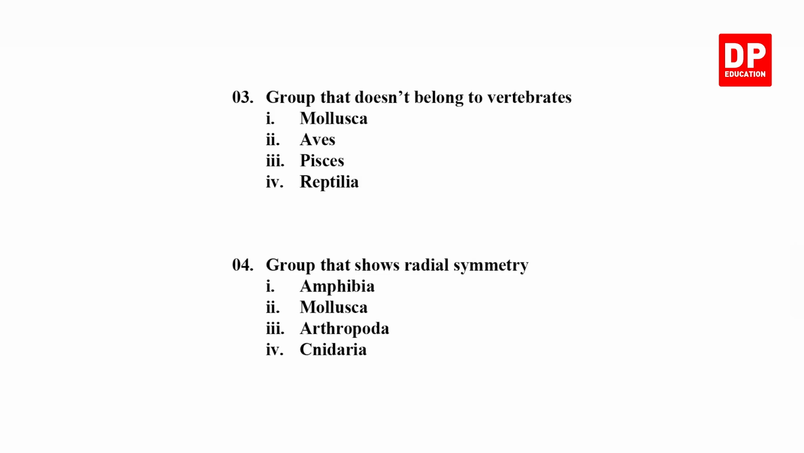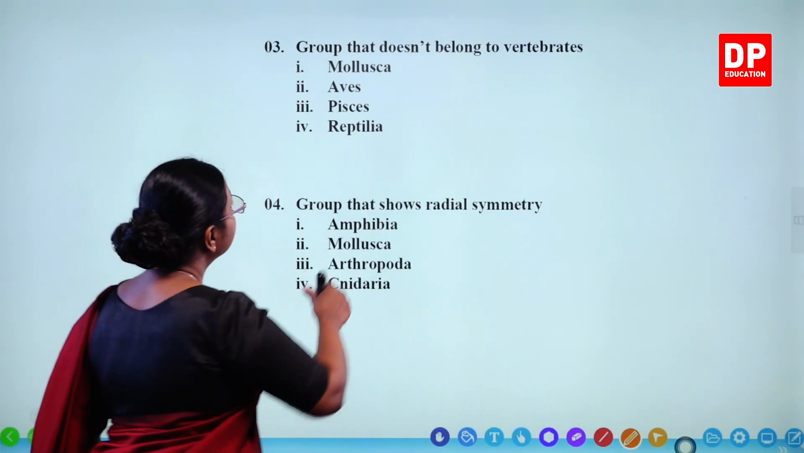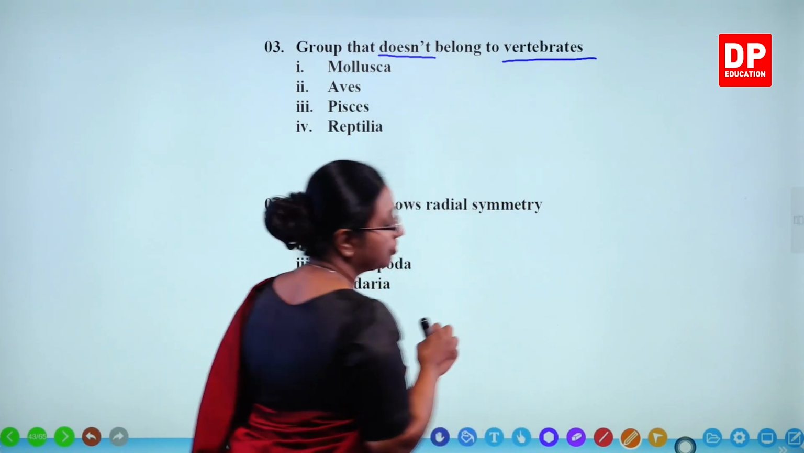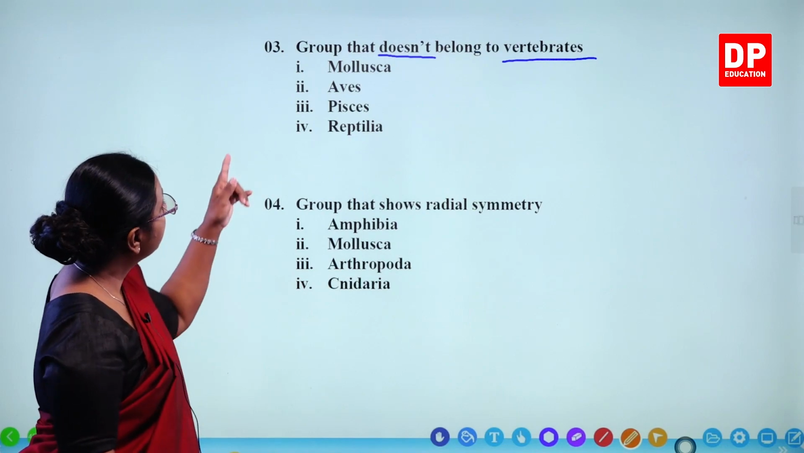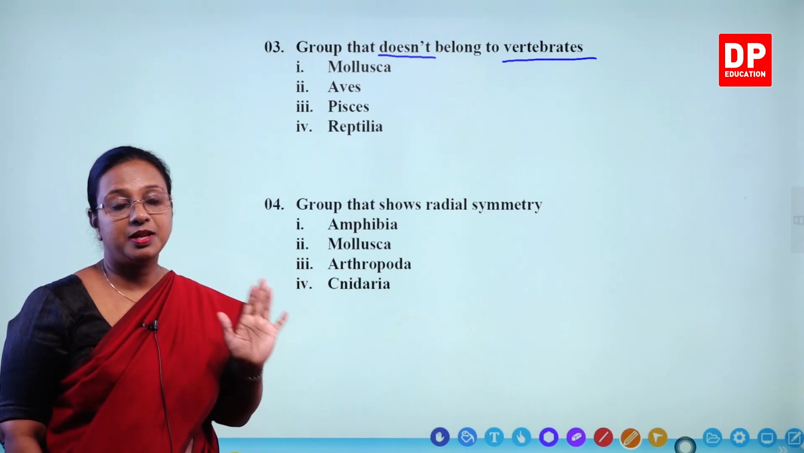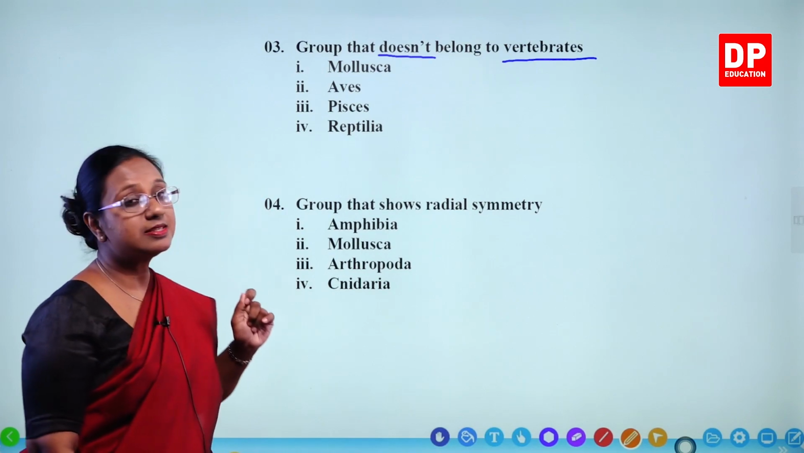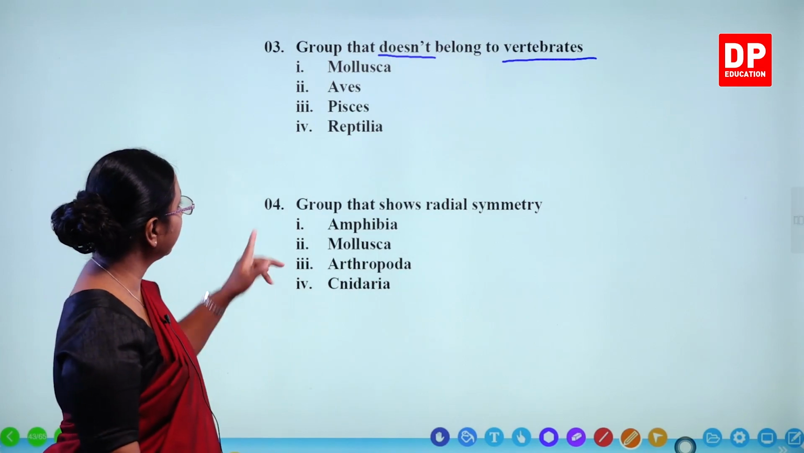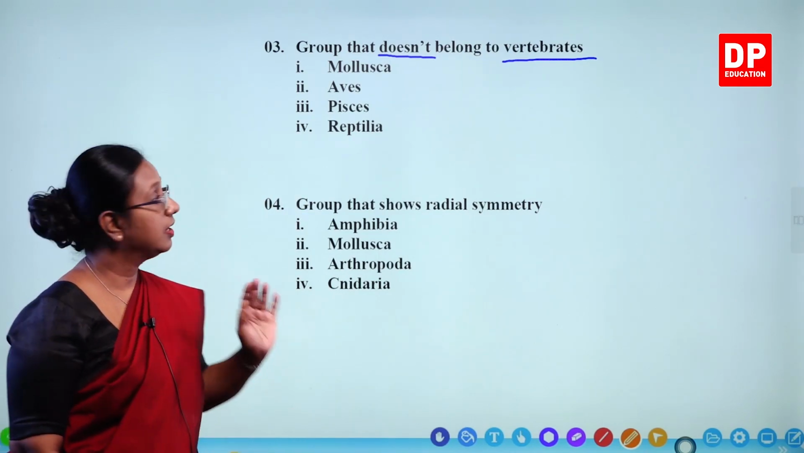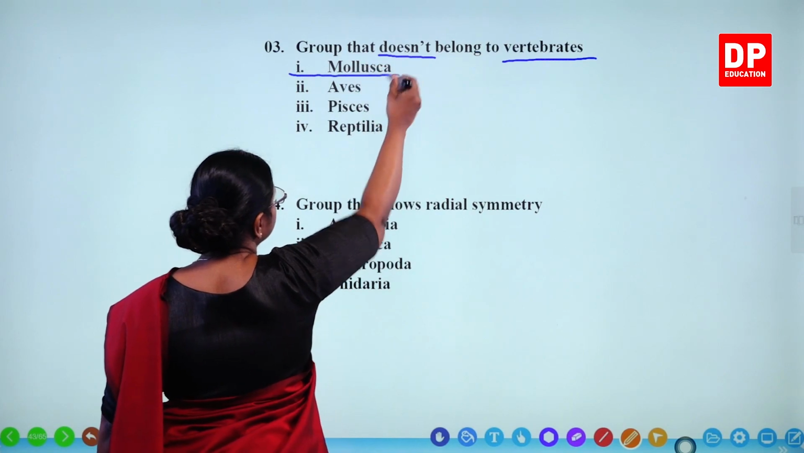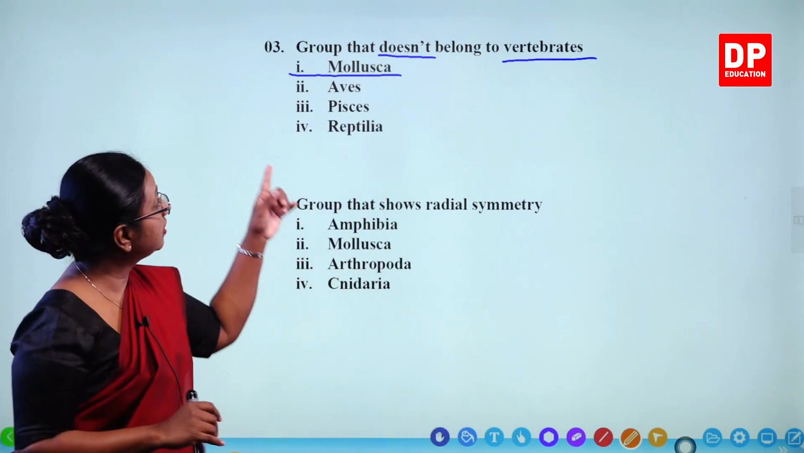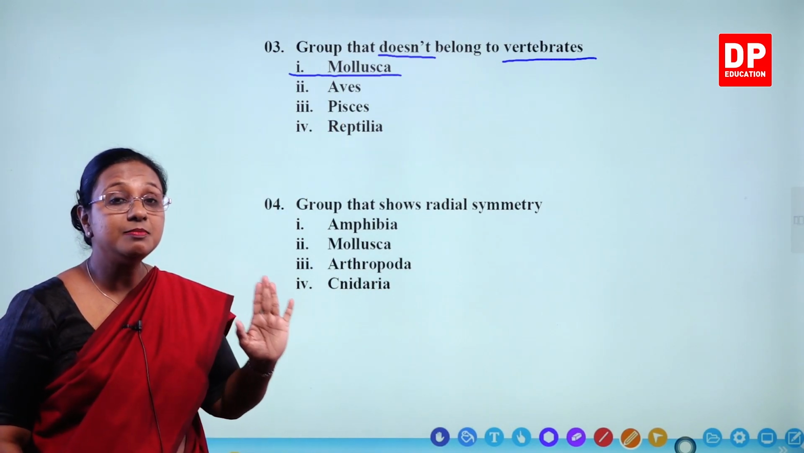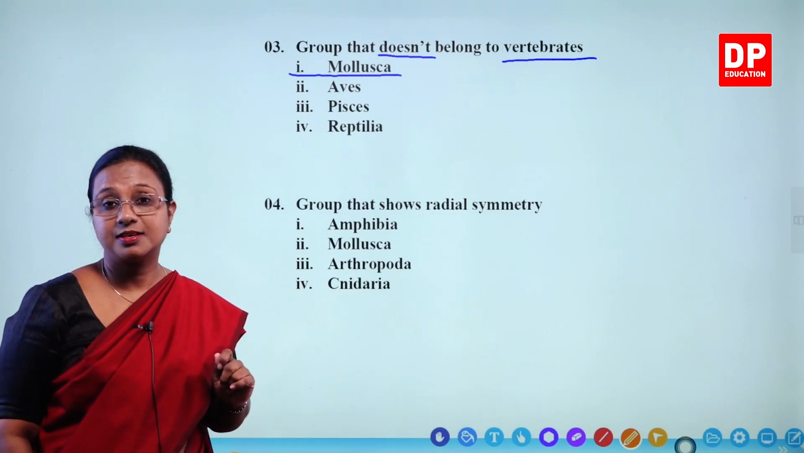Group that doesn't belong to vertebrate. So, always look at the question closely. Doesn't belong to vertebrate. So, it should not be a vertebrate. Mollusca, that is an invertebrate. So, that's a correct answer. Aves has a backbone, vertebrate. Pisces has a backbone, vertebrate. Reptilia is also vertebrate. So, from these you can see Mollusca is the group that doesn't belong to vertebrates. Doesn't belong to vertebrates is mollusk.